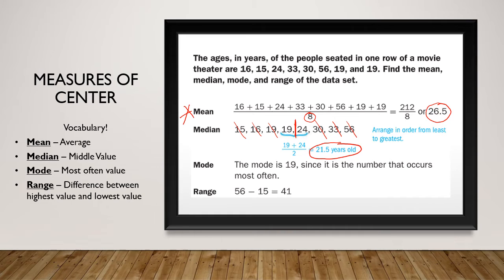The mode is, remember, the most often occurring value. Okay, so since we have 2 19-year-olds, they would be considered to be the mode. Okay, so 19 would be your mode. And then the range is the difference between the highest value and the lowest value. So the oldest person within that row was 56 years old. So we took 56 minus the youngest person, which was 15, and we got a range of 41 years old.